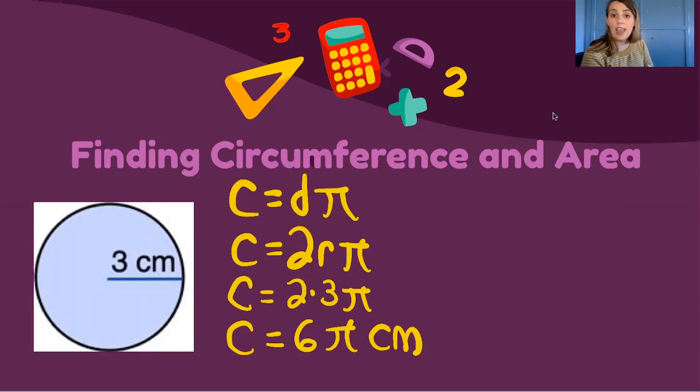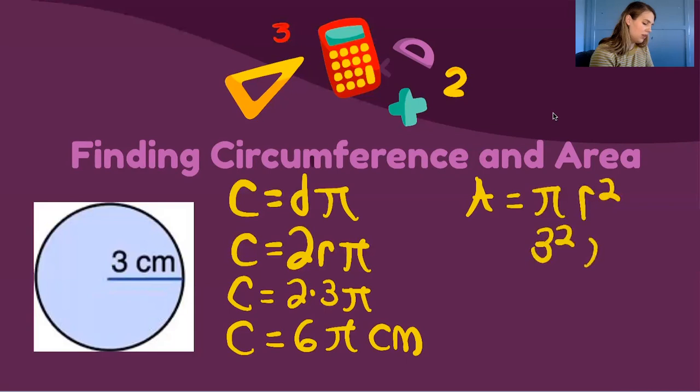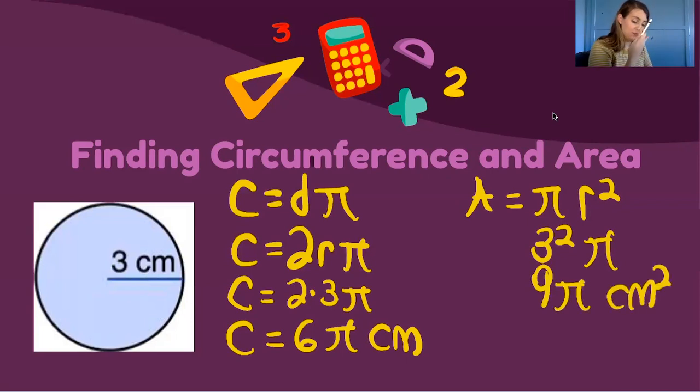To find the area, I'm going to use the formula: area equals pi times radius squared. In this, my radius is 3. So I'm going to square the 3, and I get an area of 9 pi centimeters squared.